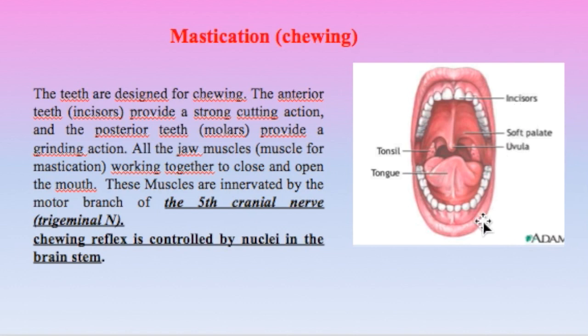Also, we have the muscles of mastication, which act together to open and close the mouth, and these muscles are innervated by the motor branch of the trigeminal nerve. Also, the chewing reflex is controlled by nuclei located in the brainstem.